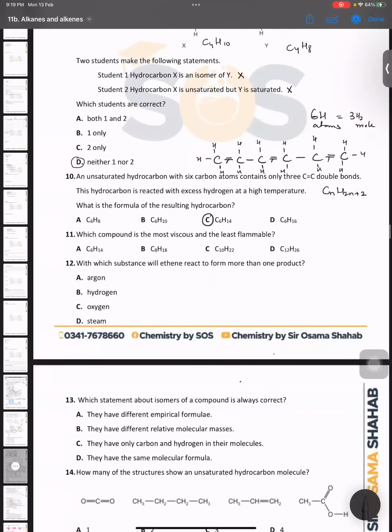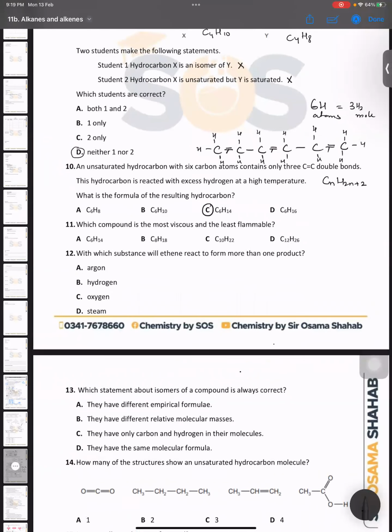Then question number 11 is saying which compound is the most viscous and the least flammable. We know that when the number of carbon increases, the flammability decreases and the viscosity increases, so it should be D. The greater the number of carbon, the more the viscous the molecule, right?